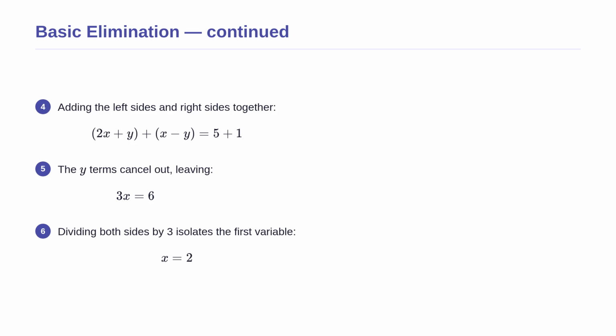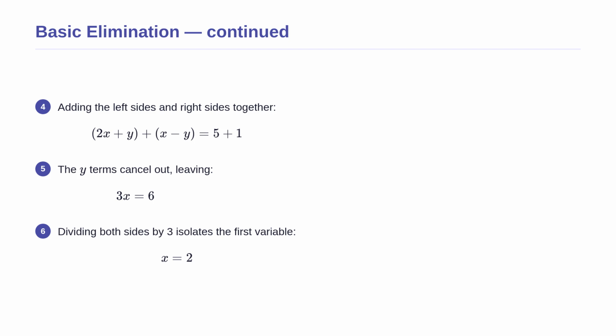Continuing with our elimination strategy, we add the equations together. We add the left side of the first equation to the left side of the second, and the right side to the right side. Watch what happens. The positive y and negative y destroy each other, leaving 0. The 2x and single x combine to make 3x, and the 5 and 1 combine to make 6. We have successfully eliminated one variable entirely.